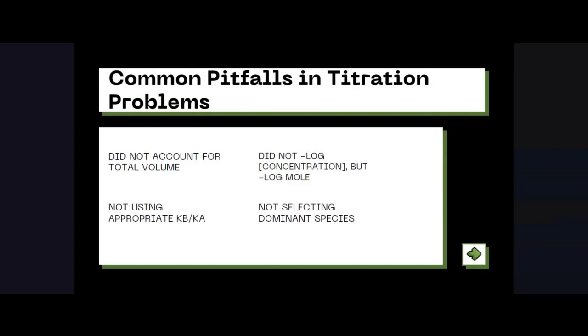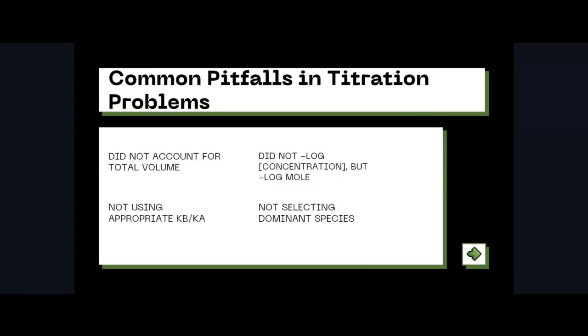Another thing is, do not negative log the moles, you negative log the concentration. So what students like to do also is that with the A row, they just take the negative log of that, sometimes. But the thing is, you can't negative log the moles. You have to negative log the concentration of H plus, and you find the concentration of H plus by taking the moles from the BCA table over the total liters.